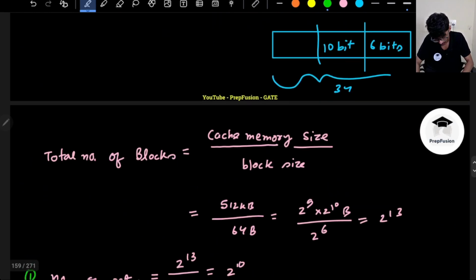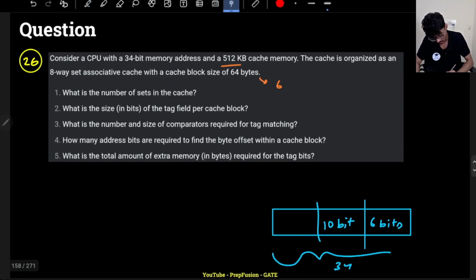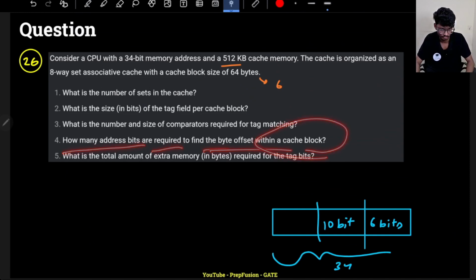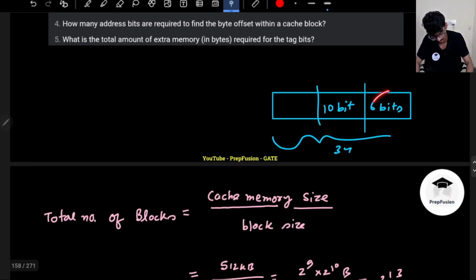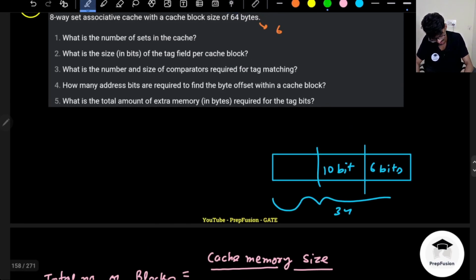Now let's do the next one: how many address bits are required to find the byte offset within a cache block? It is 6 bits only, right? The byte offset is 6 bits only. So this we have already calculated, so I don't think this is much required. This is 6 bits only.